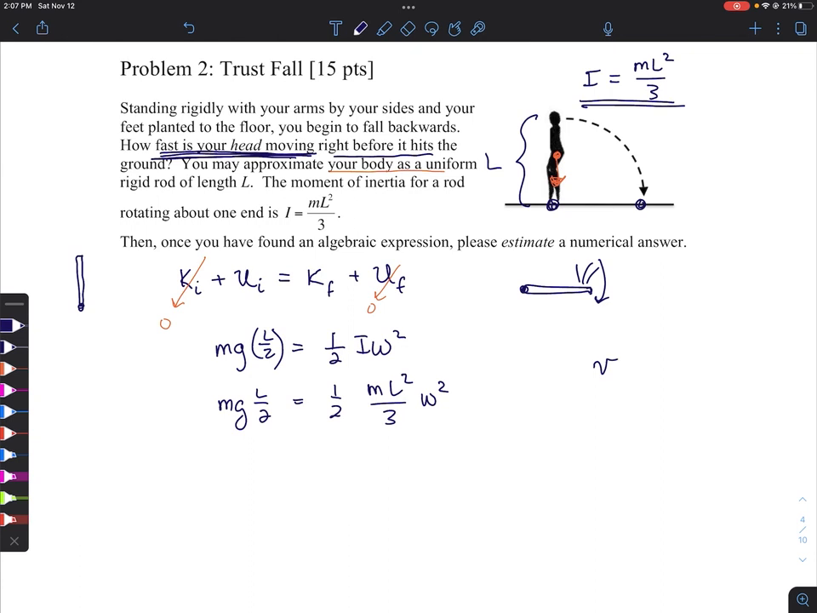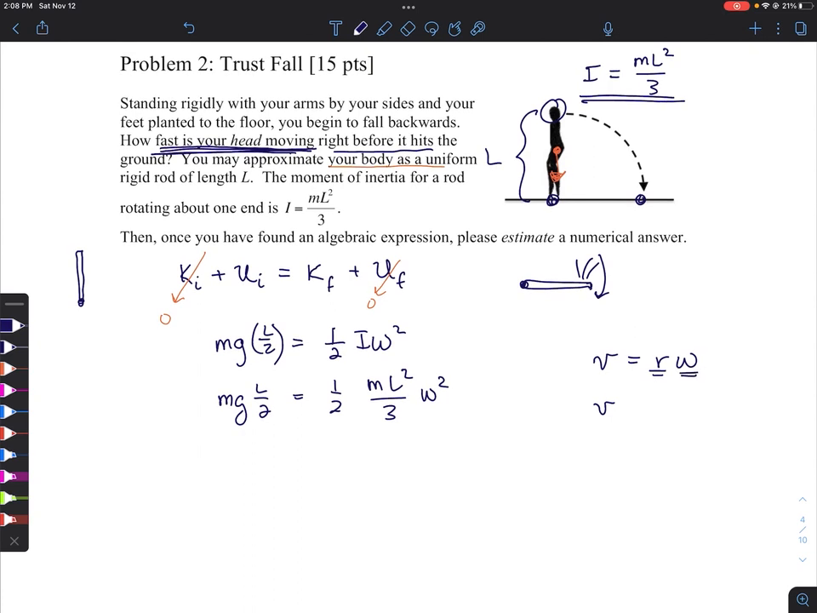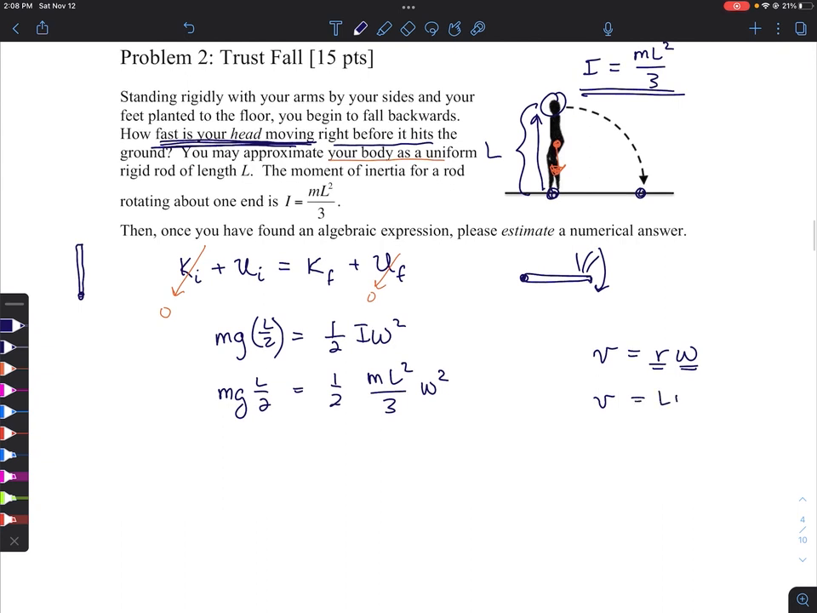So we're looking for a speed, and we know that speed is r times omega. In this case, r is L. So if we want the speed of the head, we take the angular speed and multiply it by the distance between the pivot and the head, which is L. So this tells us that omega is v over L.